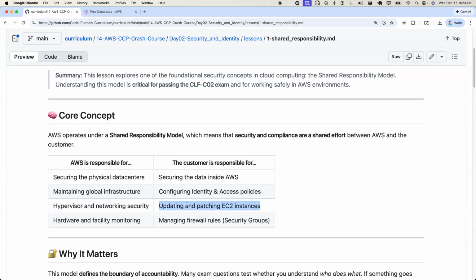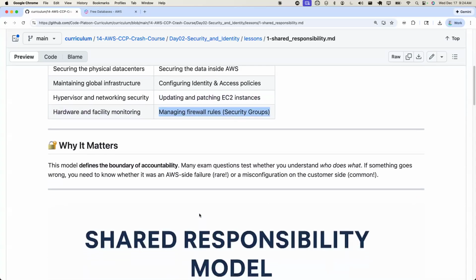I'm responsible for updating and patching EC2 instances if I'm spinning up an EC2, right? So if I'm spinning up an EC2, I might need to patch that operating system. If I'm using NPM, I need to update that. AWS is responsible for security for hardware and the physical location, which sort of overlaps with this, but I've got to manage the firewall rules. So why does this matter?